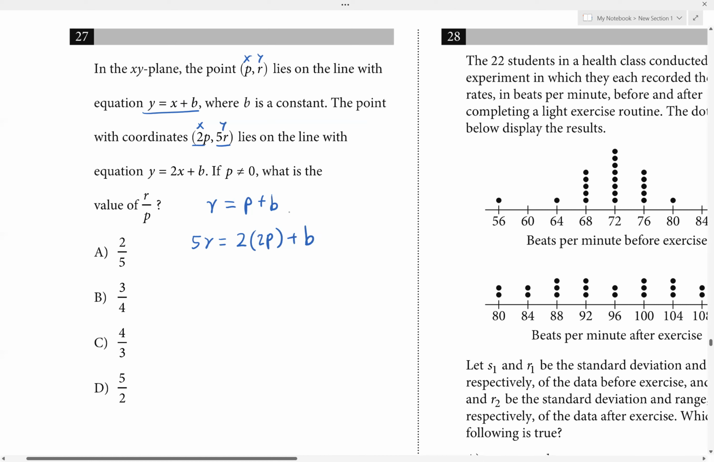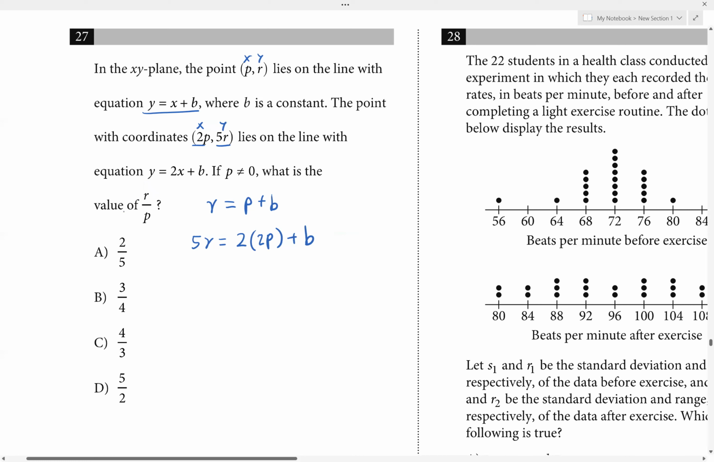Okay, so once we plug in the equations, where do we go from here? Remember the question asked, what's the value of r over p? But for this question, it's actually not possible to solve for the exact values of r and p because we don't know what b is. In the two equations, we actually have three variables, three unknowns. We need three equations to solve, and we only have two, so we can't solve for exactly what r and p are.